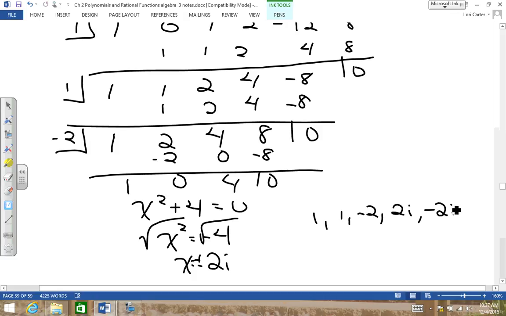Do I have 5? Yes. How many was I supposed to have? 5. I'm done. You can put x equals plus or minus 2i because that counts as twice. Okay, are we good?